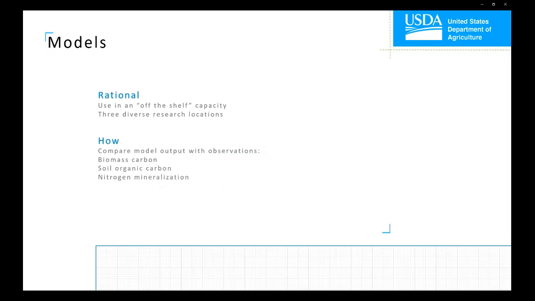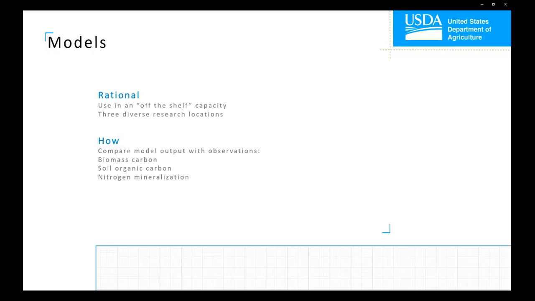It has come to our attention that some of these models are sometimes being used in an off-the-shelf capacity without calibration to make inferences about the potential for carbon storage. To that end, the performance of models run in such a capacity is relatively unknown. As we have 3 diverse research sites with excellent soil carbon data, we decided to assess the performance of the commonly utilized denitrification decomposition model in a default condition and after an initial calibration.